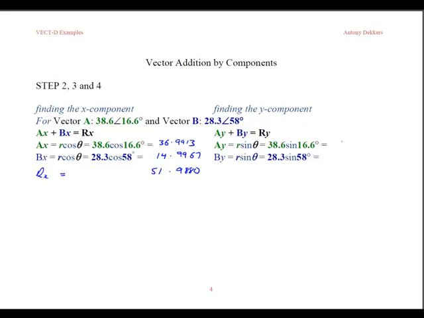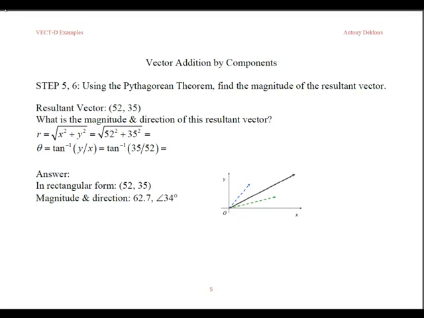Now I do the same thing again, but with the y, find the y component of each vector. Okay, make sure your calculator's in degrees. Make sure you've got the right angle for the right vector. Now add these together. Okay, there we are. So we've got the combined x component and y component.